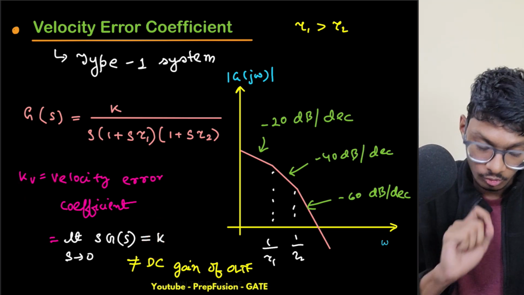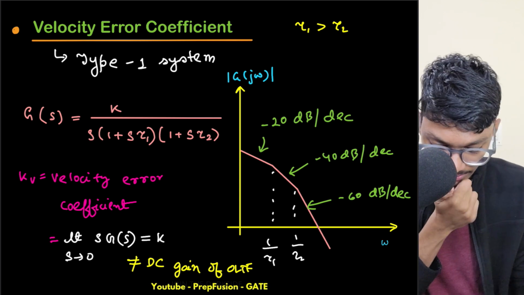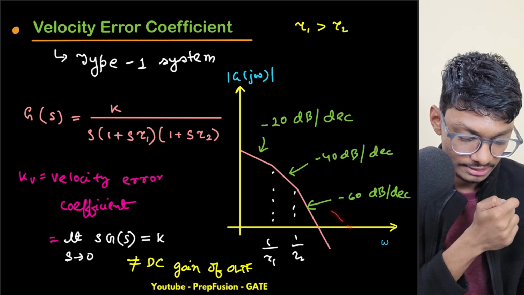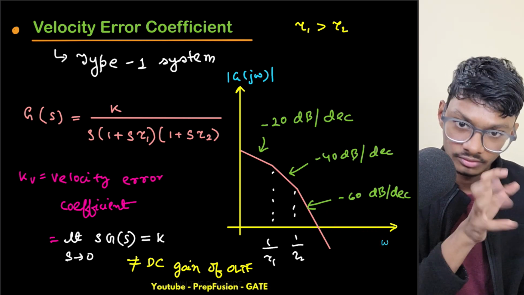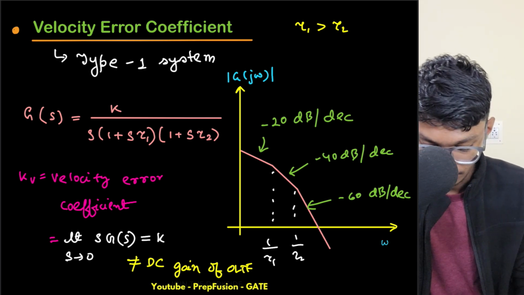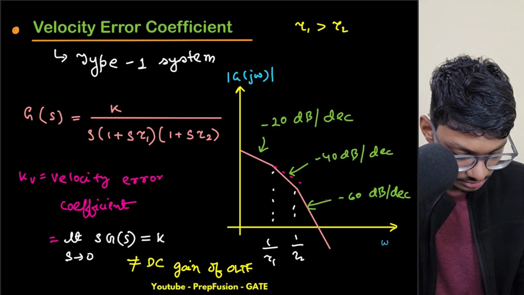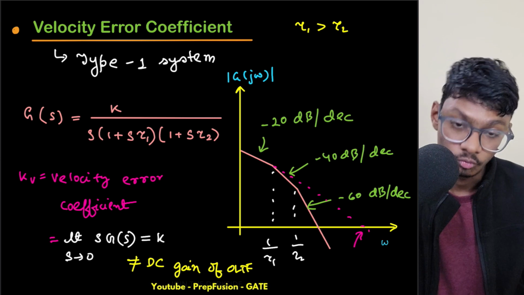Now how to find the value of k? If you remember, we have already solved a question like this: if I extend the initial line, the point where it cuts the 0 dB axis, from there we can relate the value of k. I hope you remember. So I will extend this initial line, and here it cuts. Here what will be the value? This is what?